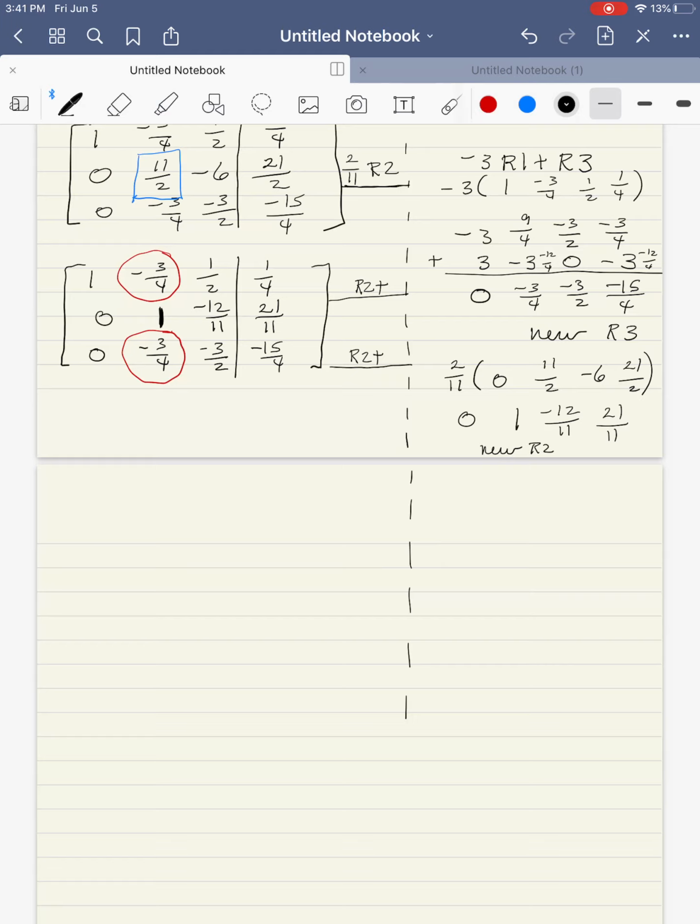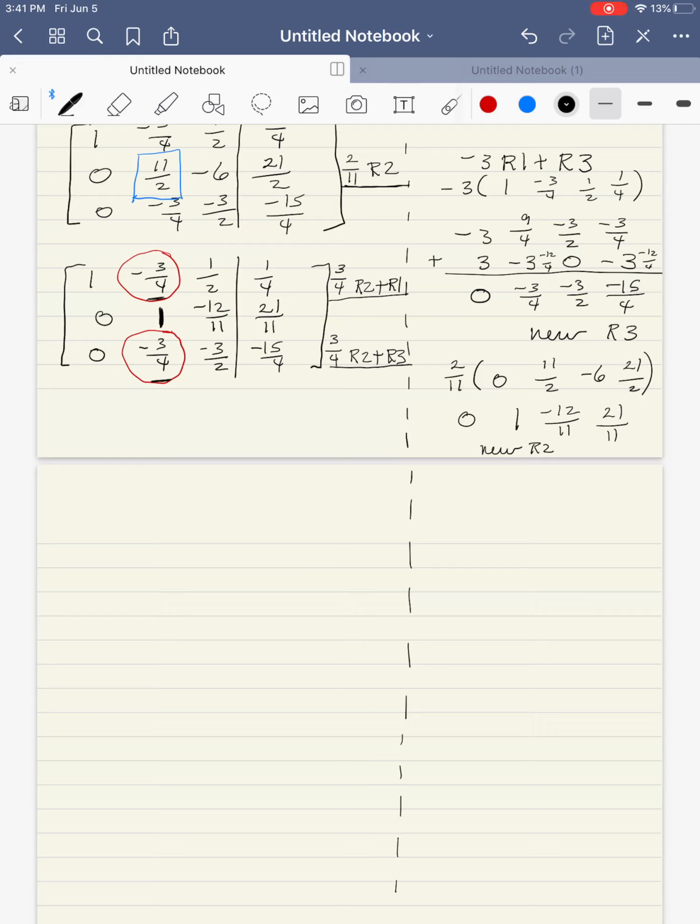We're going to multiply by the negative of the number we're making a 0. We have negative 3/4, so we're writing positive 3/4. And then we're adding back to the row that's changing, row 1. Then we're looking at negative 3/4, so we put a positive 3/4, and we add back to the row that's changing, which is row 3.